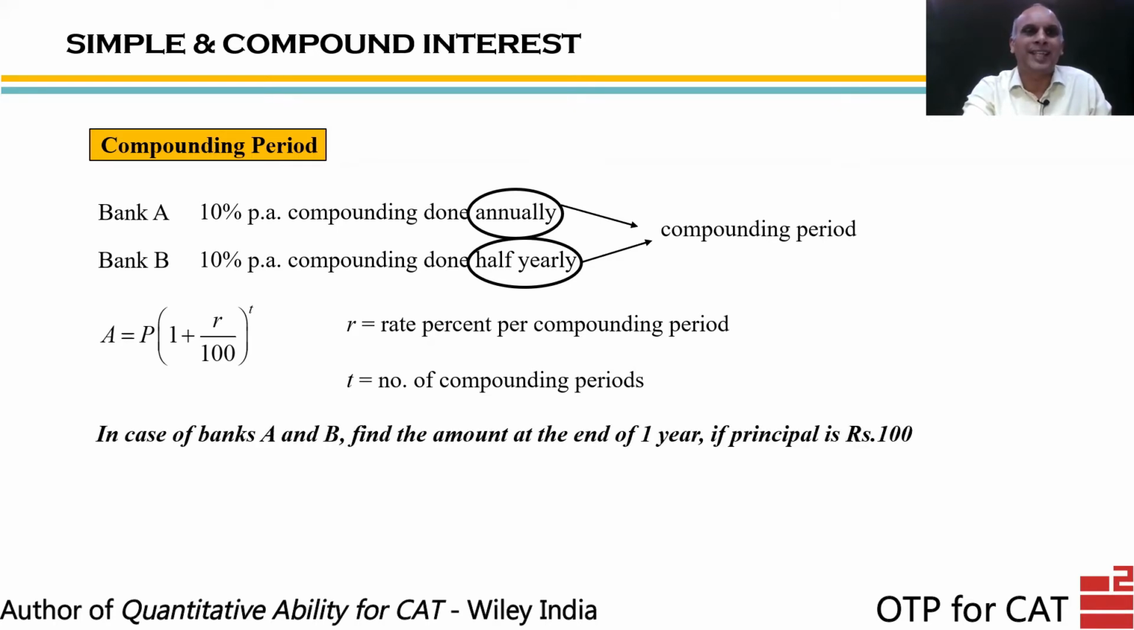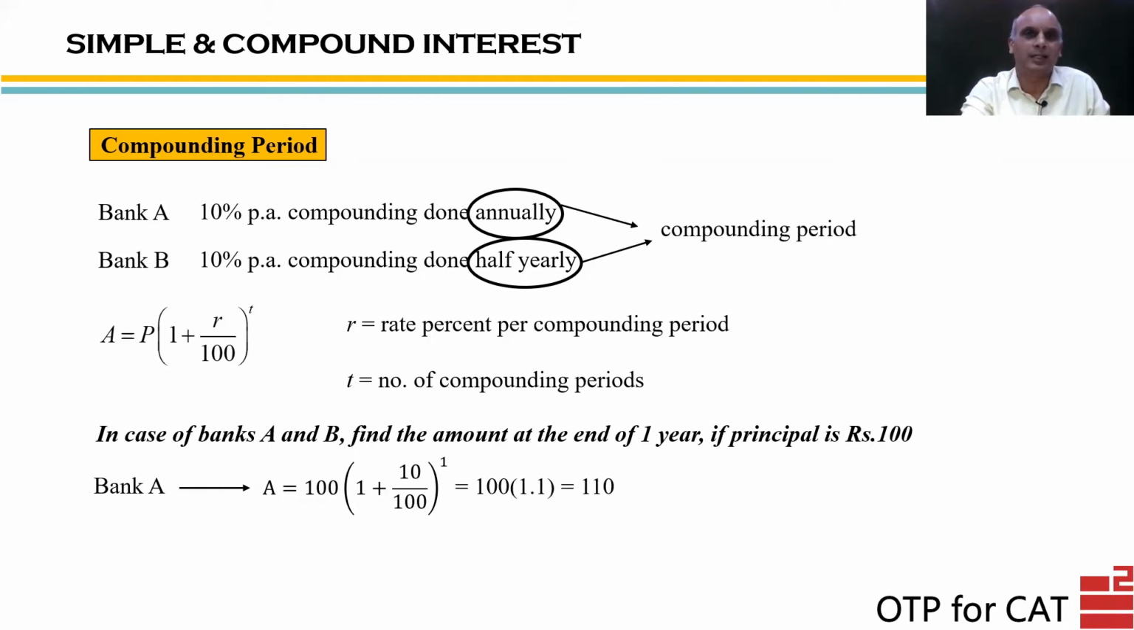So to continue with the same case, in these two banks, we want to find out the amount at the end of a year, assuming the principal is 100 rupees. So Bank A, what happens in case of Bank A? The formula gives me this value: 100 into (1 plus 10%) to the power 1, because the time period is 1 year. And it becomes 110 rupees finally.